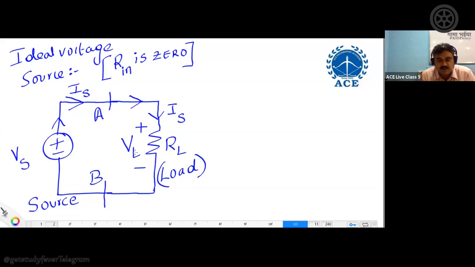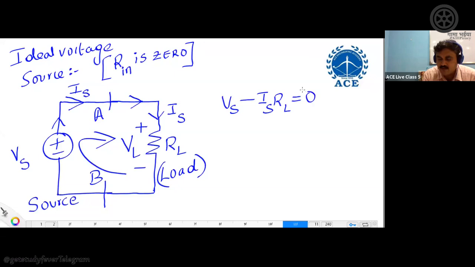Now if you write one simple mesh equation in this closed mesh, what is the mesh equation? You are going from negative to positive, so it is Vs minus the voltage on that branch, Is into RL, equal to 0. Current multiplied by resistance. So the value of Vs is equal to Is into RL, which you can also call VL.